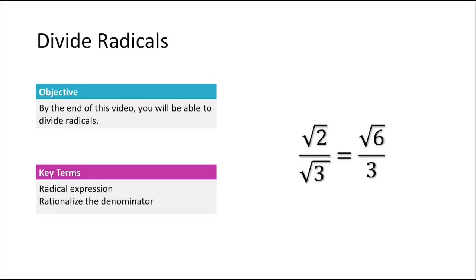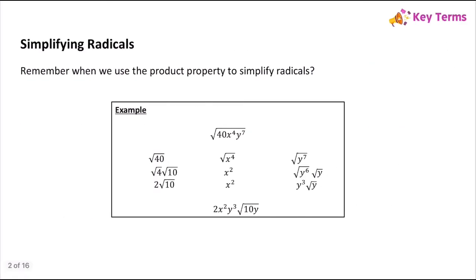In this video, we're going to talk about how to divide radicals. So remember, we talked about using the product property to simplify radicals, and that worked when we had radicals that look like this, the square root of 40x to the fourth y to the seventh.